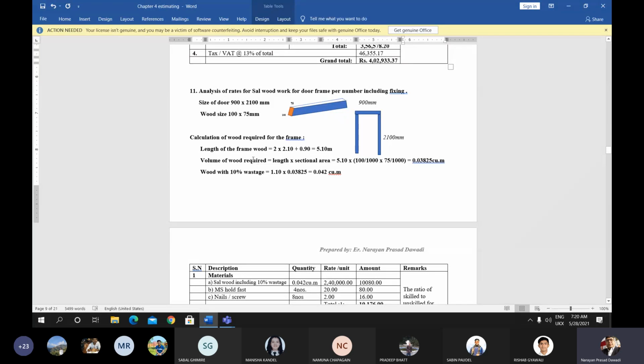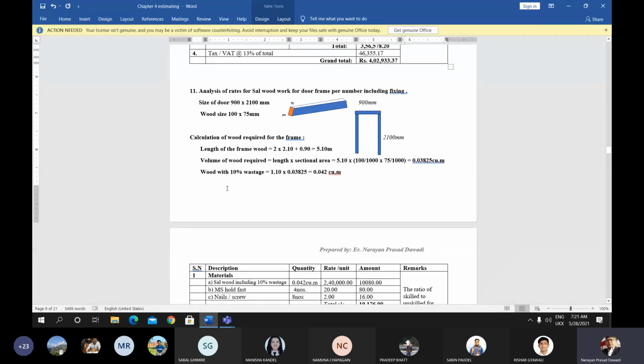The volume of the wood required is equal to the length of the frame multiplied by the cross sectional area of the frame. The length of the frame is 5.10 meter, and the cross sectional area is 100 by 75 in terms of mm. In meters, 100 divided by 1000 into 75 divided by 1000, which gives the value of 0.03825 cubic meter. 0.03825 cubic meter is needed for a single frame of this section.